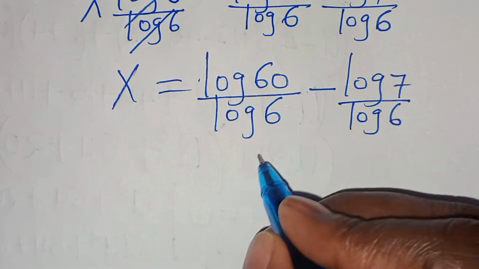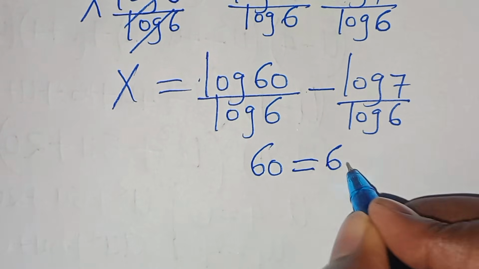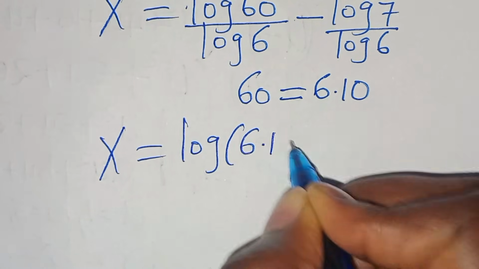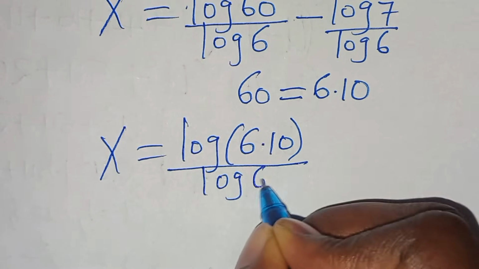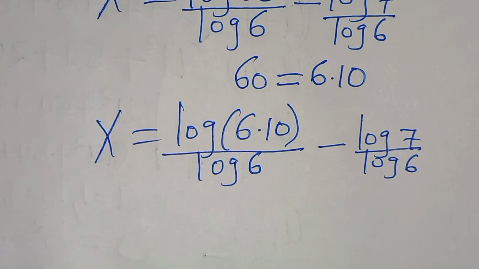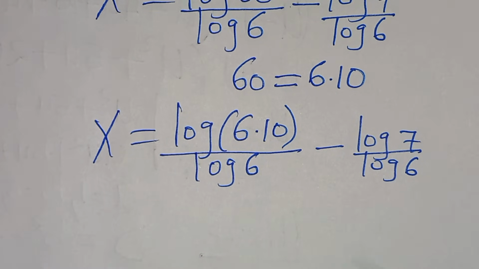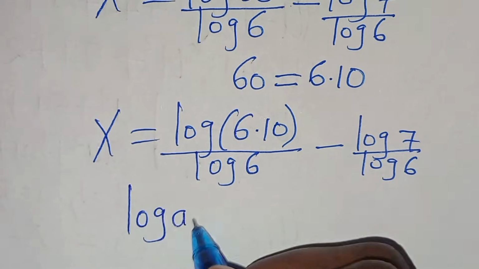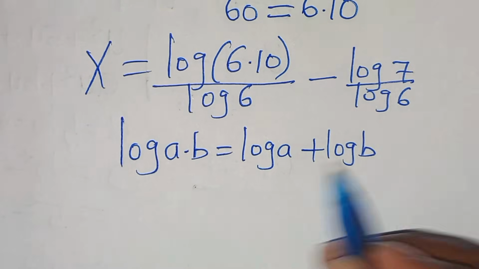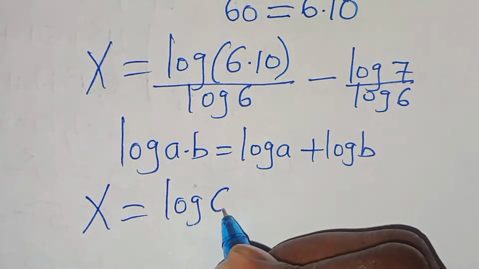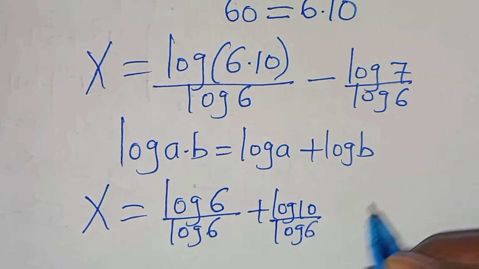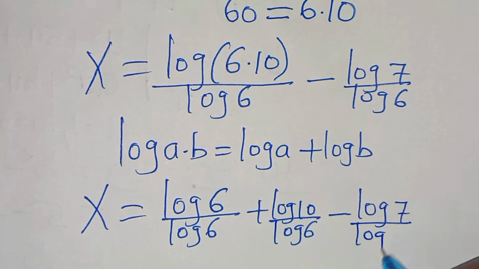Now we can express 60. This is the same thing as 6 multiplied by 10. So we have x is equal to log 6 multiplied by 10 divided by log 6 subtract log 7 divided by log 6. We have that log 6 times 10. This is in the form of log a times b, which we can express as log a plus log b. Applying this property, then we have x is equal to, this is log 6 divided by log 6 plus log 10 divided by log 6 subtract log 7 divided by log 6.